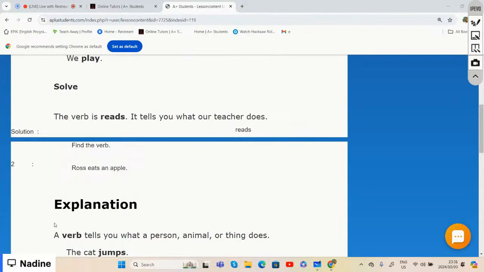It says Ross eats an apple. Ross eats an apple. What is the action verb or the verb within that sentence?